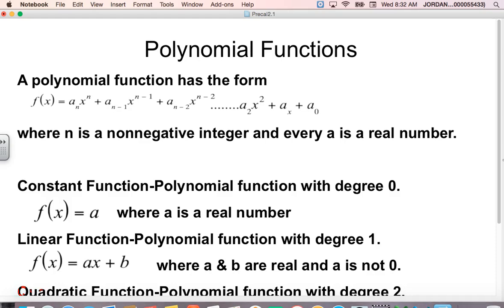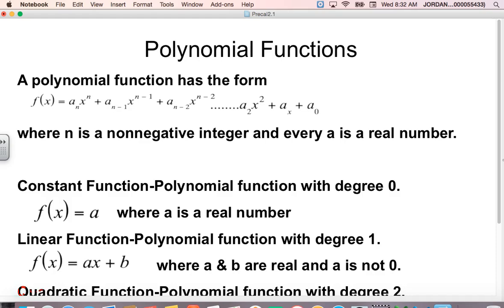A polynomial function has the form f of x equals a sub n x to the n, and so on. Basically, what that really means is that a polynomial function is a function with just x's that have coefficients in front of them, and the x's are raised to exponents.